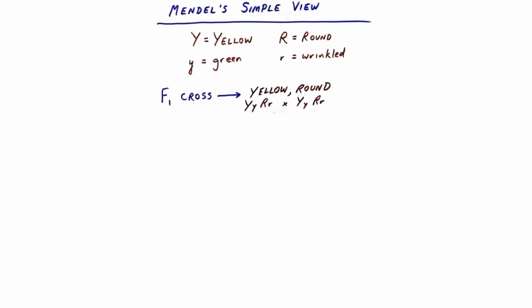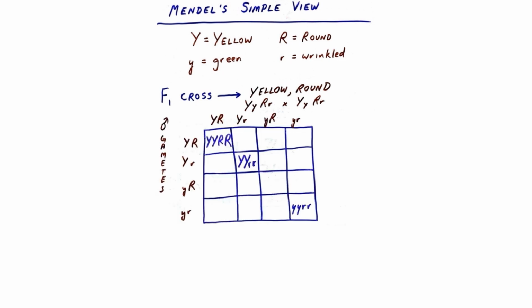Now, in his simple view, if we were to look at color, say yellow or green with yellow being dominant, and round or wrinkled with round being dominant, if we crossed true breeding individuals, yellow and round and green and wrinkled, we'd get all yellow and round F1s, but they'd be heterozygous for both traits. Then when you do the cross of those yellow, round, doubly heterozygous individuals, you do a big 4x4 Punnett square.